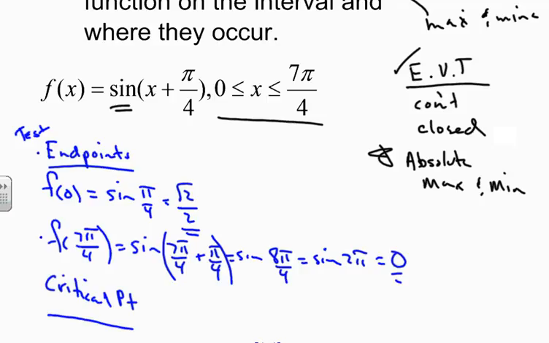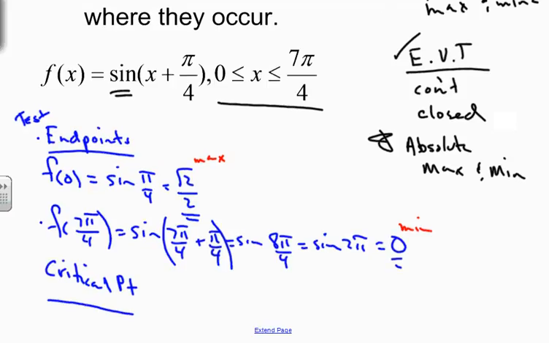If we didn't have any critical points, this would be our absolute max and this would be our min. So this would be a max and this is a min for now. However, we do need to test other critical points. We don't know this for a fact, but I'm just putting that right there.